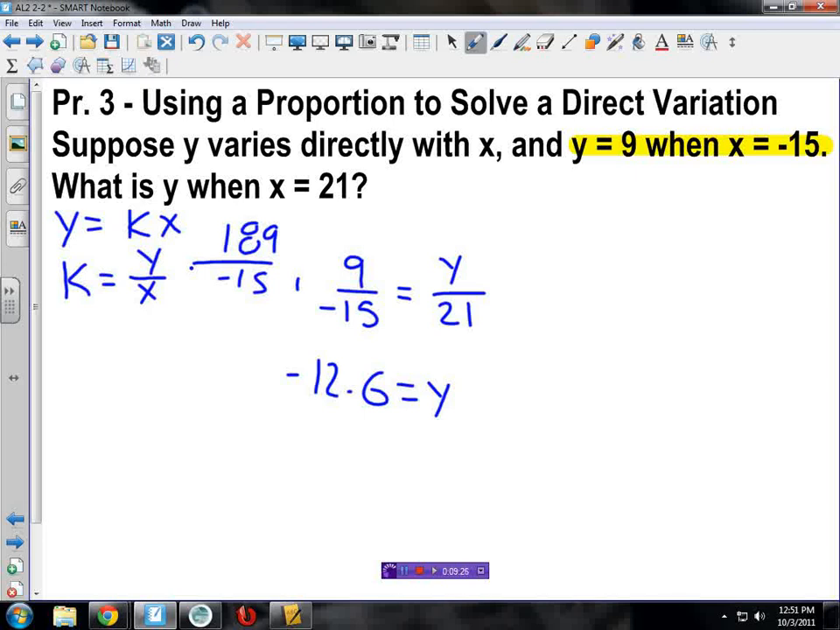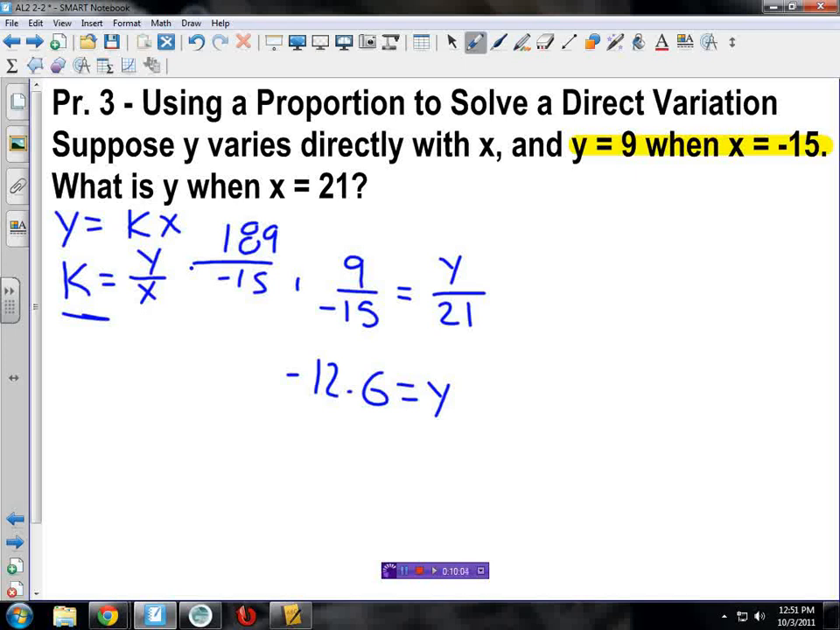Good. Now, I've been telling you guys that it's y over x, right? Y over x. The reason for that is because that's what k is equal to. But if you guys forgot and you put x's on top and y's on bottom, would we get a different answer or would it be the same answer? It would be the same here for these proportions. It'd still be negative 12.6.